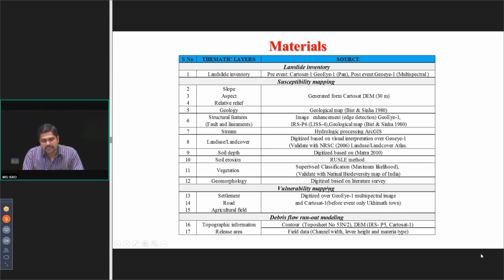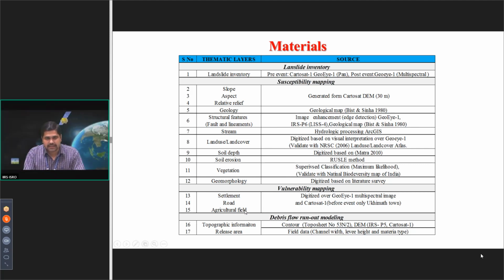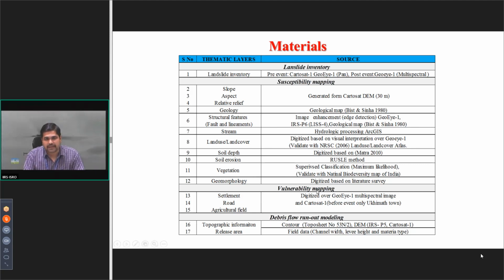So once you make this, you can come to vulnerability mapping. Vulnerability mapping is what I told you: it is about the calculation of the elements present in that study area, the elements that are at stake. What are the elements? It can be settlement, road, agricultural field, anything that you think is important there. You can digitize over multispectral images or simple pan images and get one map for each element: settlement map, road map, agricultural field map.